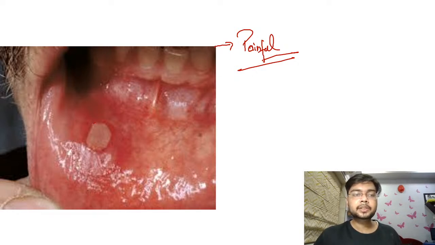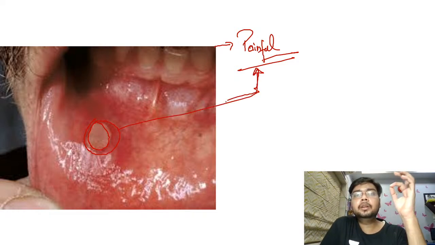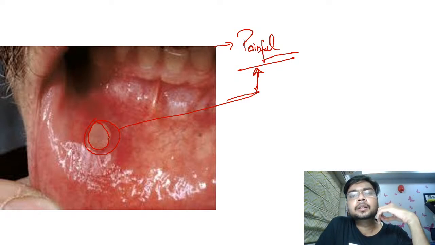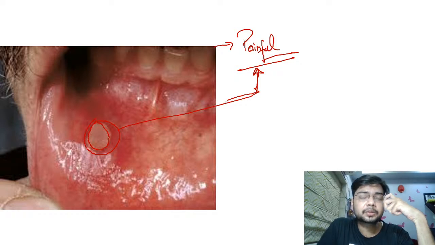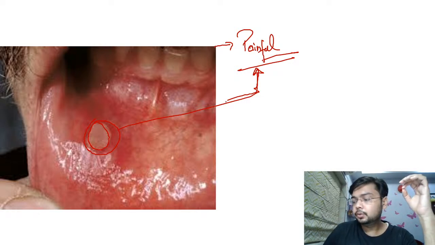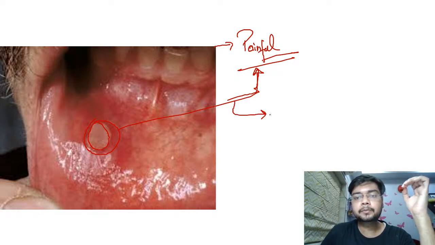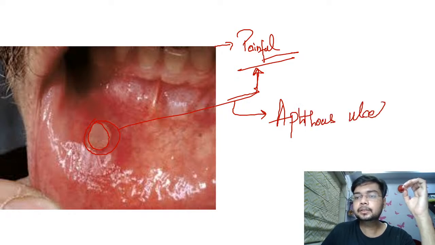This condition, which is white in the center and reddish in the surrounding area, is very painful. The patient will come to you, and it will look so small that you will wonder why the patient is bothering, but in reality it is really painful. So just name the condition you are suspecting your patient to come with. This is an aphthous ulcer.